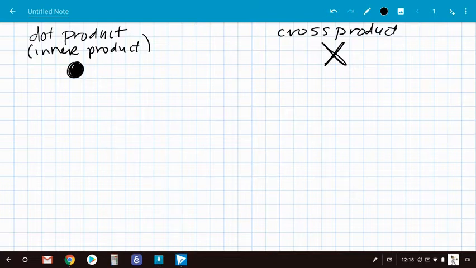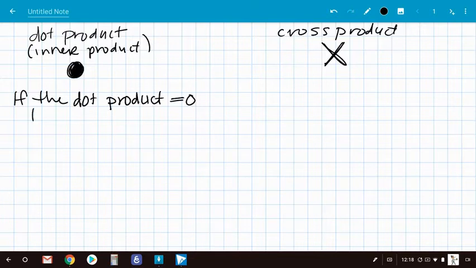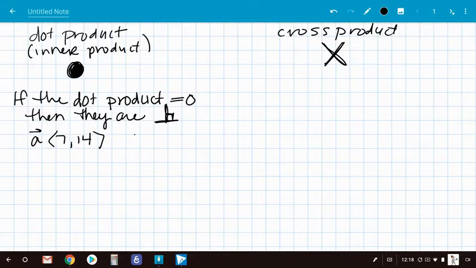So the dot product, the little thing is, if the dot product of two vectors equals 0, then they are perpendicular. Here's my little sign for perpendicular, and remember that means they meet at a right angle. So if you get another number other than 0, they're just not perpendicular. Okay, so the dot product tells you whether or not they're perpendicular. So I'm going to give vectors A and vector B.